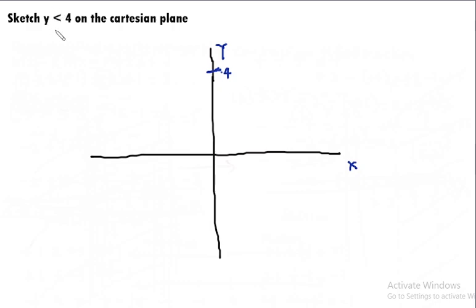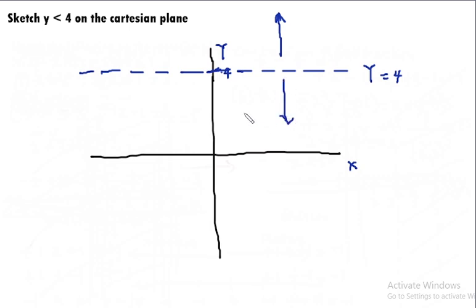Remember, our inequality is a less than inequality, not a less than or equal to. So we'll be using a broken line here. I'm using a broken line to do that. Now remember, this line represents y is equal to 4. So remember, this line separates this plane into two parts. So this is one of the parts, this is the other part.